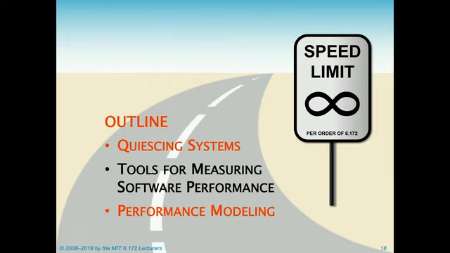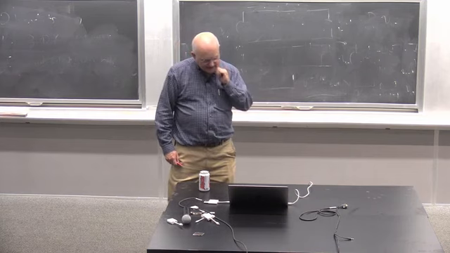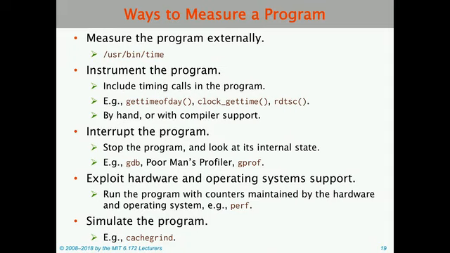Okay, let's move on. We talked about quiescing. Now let's talk a little bit about tools for measuring software performance. So I did a little thinking, and I figured that there's actually about 5 different ways I know of measuring the performance of a program. So one is you can measure the program externally. You can run the time command. If you say time and then give a shell command, it will run the shell command and then tell you at the end how long it took.